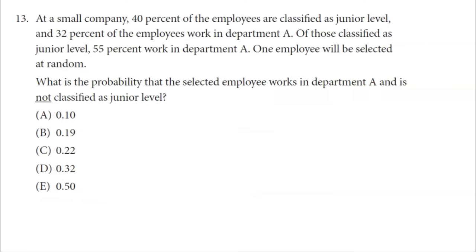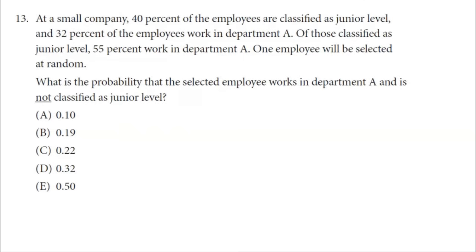All right, this next question is going to take me a moment to explain because it's actually a pretty tough one. At a small company, 40% of the employees are classified as junior level, and 32% of the employees work in Department A. Of those classified as junior level, 55% work in Department A. One employee will be selected at random.